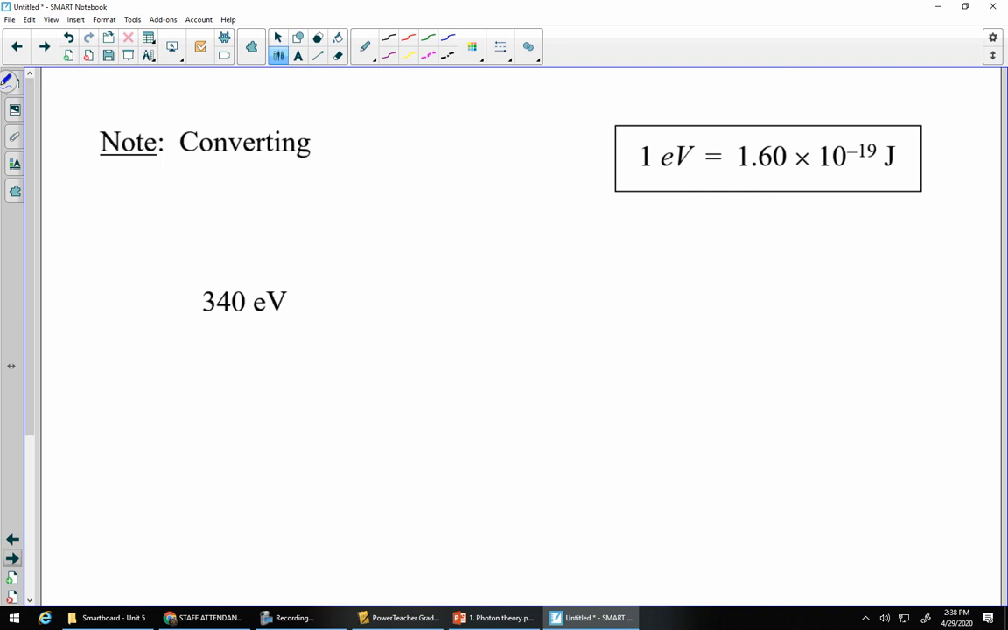So just a couple quick notes. Converting. If I wanted 340 electron volts and I wanted to turn that into joules, the way I would do this is set this up as a conversion factor. I want to cancel electron volts, so that goes on the bottom. I want to end up with joules, so that goes on the top. Nice, electron volts cancel. Now I know that it is 1.6 times 10 to the negative 19 joules for every 1 electron volt. If I multiply this out, we would get whatever 340 electron volts is in joules.